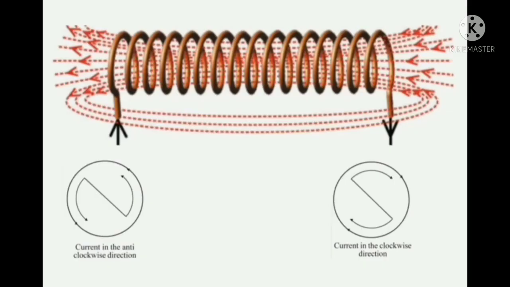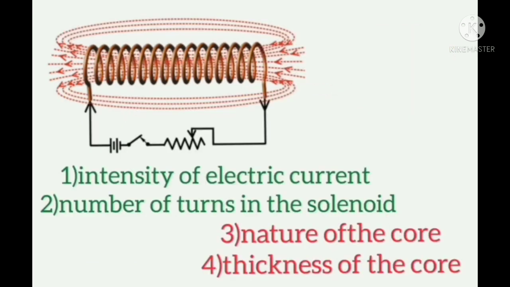See the picture. In one end, in the left end, we can notice that it is in the anti-clockwise direction. So this point is north pole. But in the right hand side, we see that it is in the clockwise direction. So it is south pole. It is the picture of a solenoid carrying current.